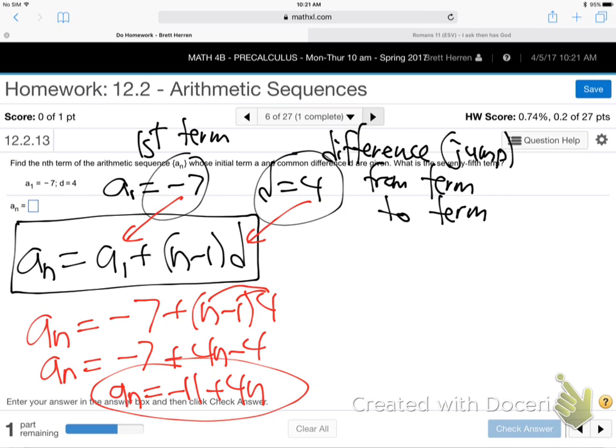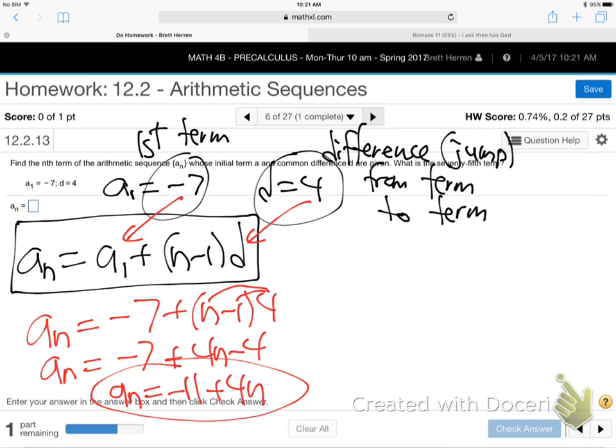That's like a slope again, isn't it? It's like an mx plus b. It's like a linear, it is a linear equation. That's like slope is 4, the y-intercept is negative 11. So there we go. Does that make sense?